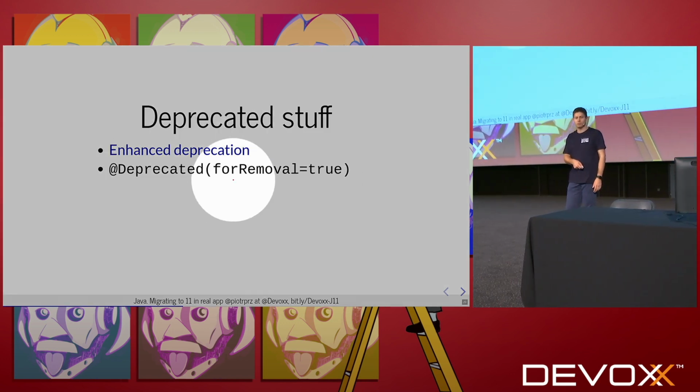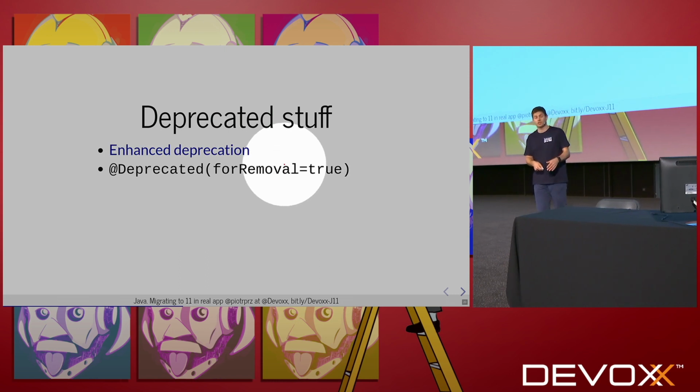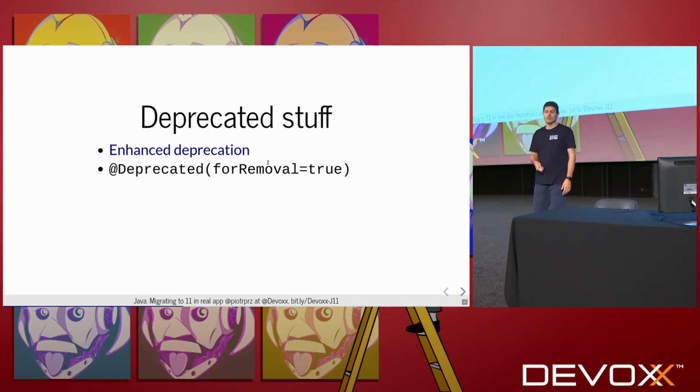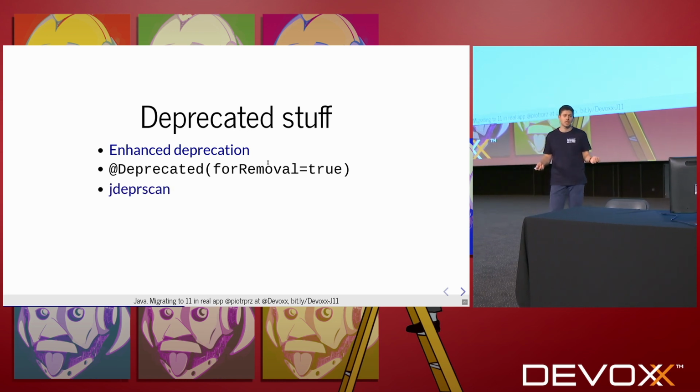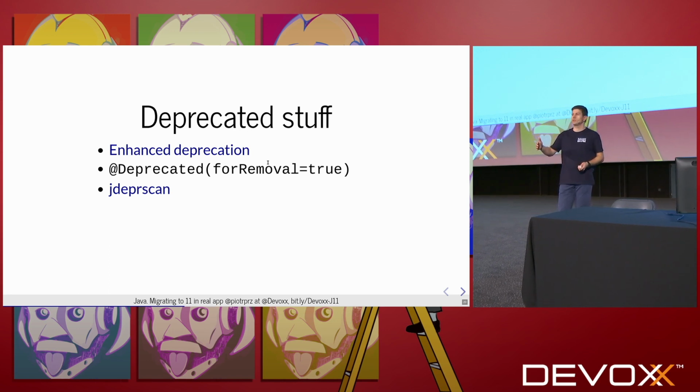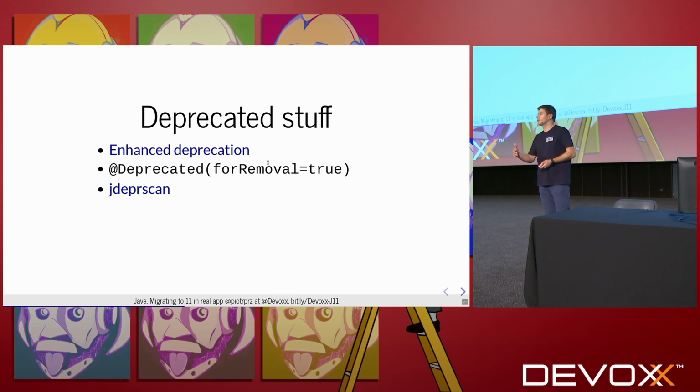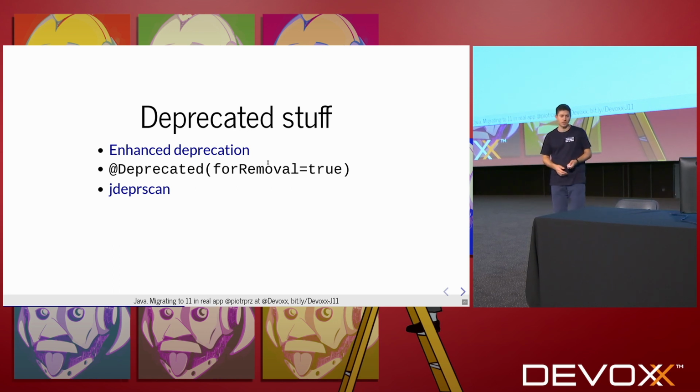Whatever is deprecated for removal set to true means that in the next version it might be wiped out. And if you want to find out, because let's say you disabled compiler warnings, and many people do that, unfortunately, or you just get your dependencies as jars, then you can JDeps scan your class path, and it will tell you that you're using these pieces of deprecated APIs, so you don't get shocked in the next version.